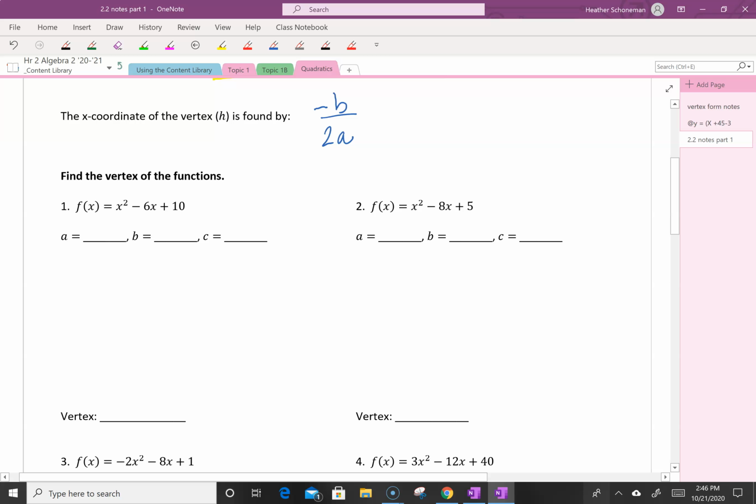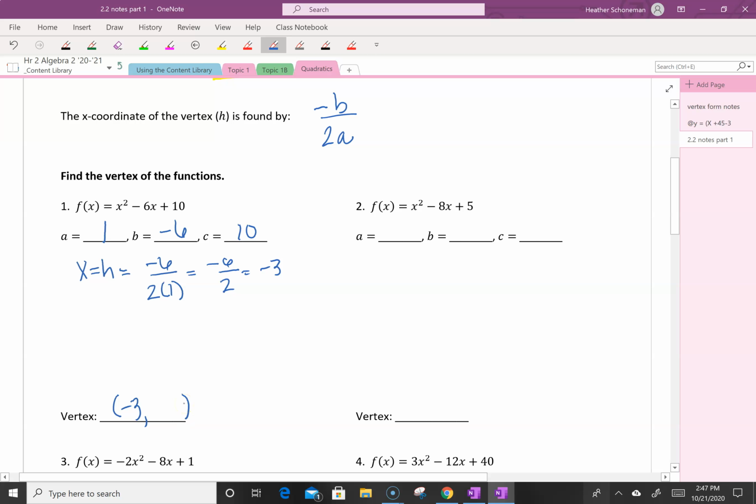So a is the number in front of x squared, so if there's no number, there's an invisible 1. So I'll write 1 for a. The b is the number in front of x, so that's negative 6, and the c is 10. To find the x-coordinate, or the h of the vertex, we take the opposite of b, which is negative 6, over 2 times a, which is 1. So this gives me negative 6 over 2, which simplifies to negative 3. So my x-coordinate is negative 3.